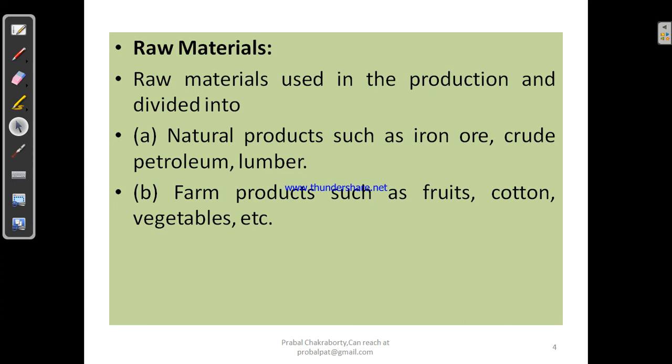Basically, when we are manufacturing any kind of product, we have to search for the raw materials, and it is again divided into natural products as well as farm products. That means natural products are basically iron ore, crude petroleum, lumber, and farm products such as fruits, cotton, vegetables, etc. So raw materials are basically an ingredient of the final products, we can say.